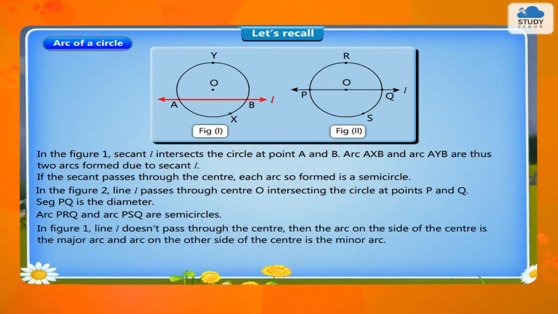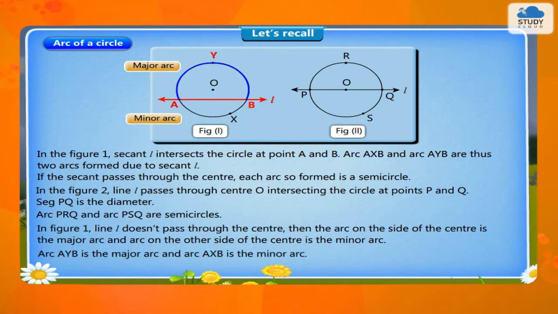In figure 1, line L doesn't pass through the center. Then the arc on the side of the center is the major arc, and arc on the other side of the center is the minor arc. Arc AYB is the major arc and arc AXB is the minor arc.